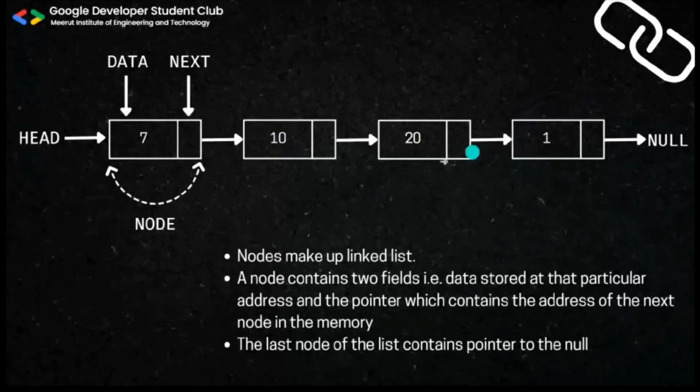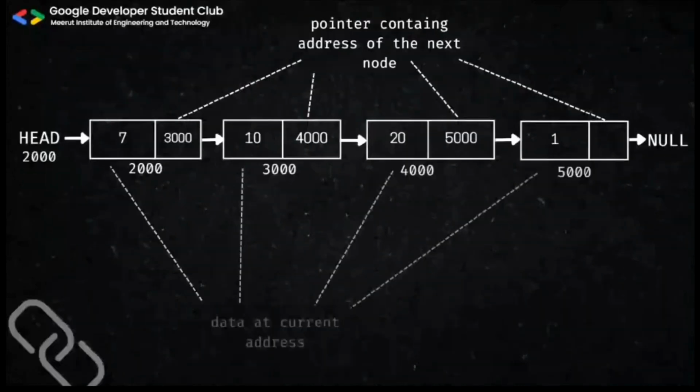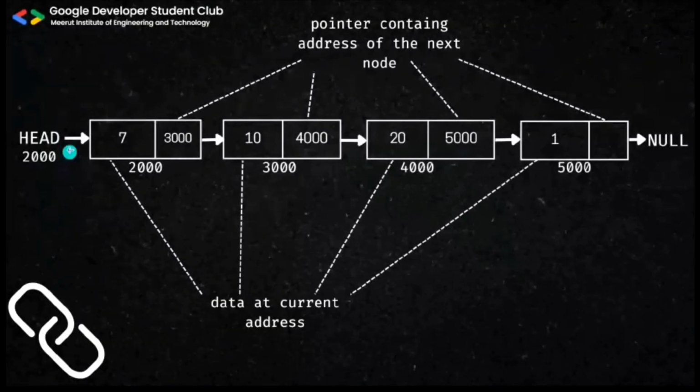So let's see with an example how the addresses are stored. You can see head over here is storing the address 2000. So whenever we read head, this is a pointer. We go to the address to see this node. It consists of data 7 and the pointer with address 3000. So when we go here, we are pointed towards this memory location, that is 3000. So we move ahead and go to the memory location 3000.